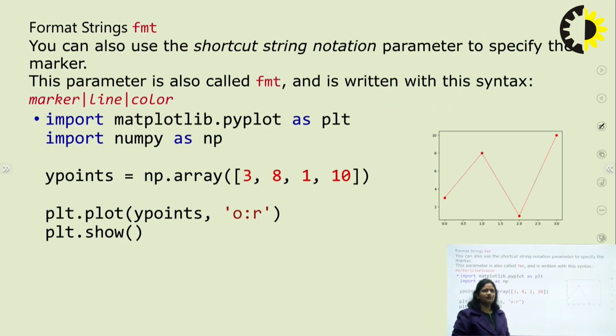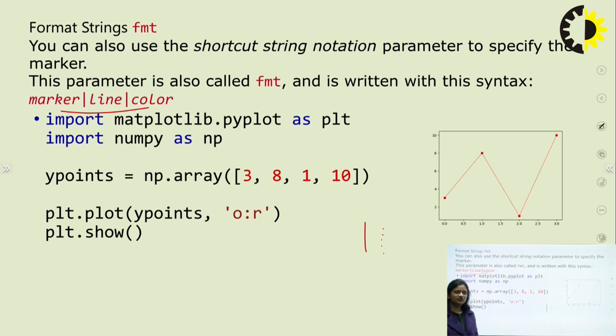Now another is a format string. You can also use the shortcut string notation parameter to specify the markers. The parameter is also called fmt, that is format, and is written in this syntax. The syntax of format string is like this: marker, line, and color. Marker should be a circle or a star, line should be a solid line or a dotted line, and color could be red, blue, white, black, any color.